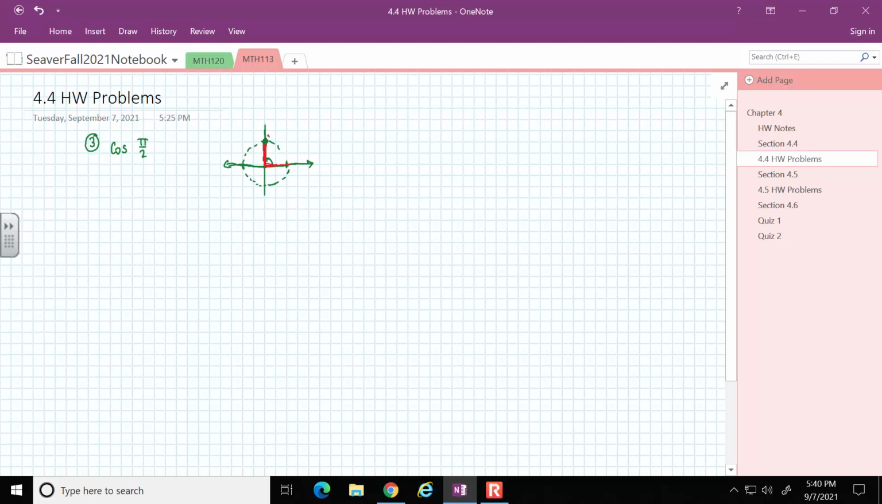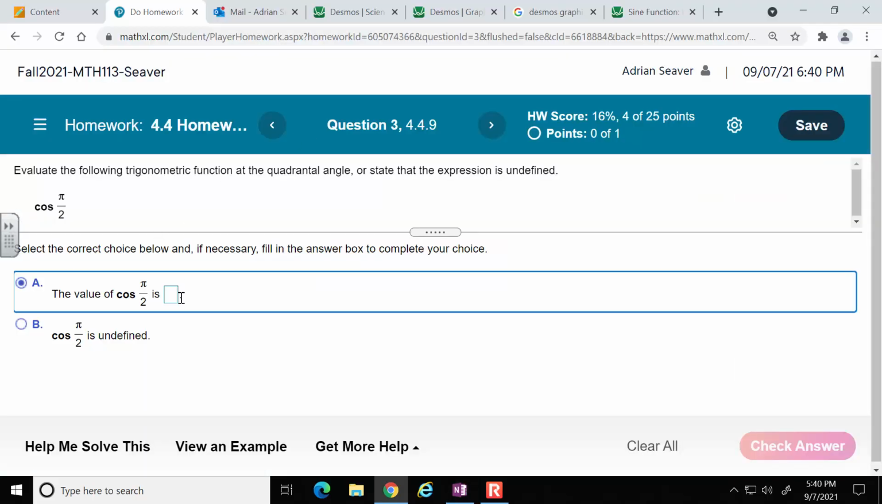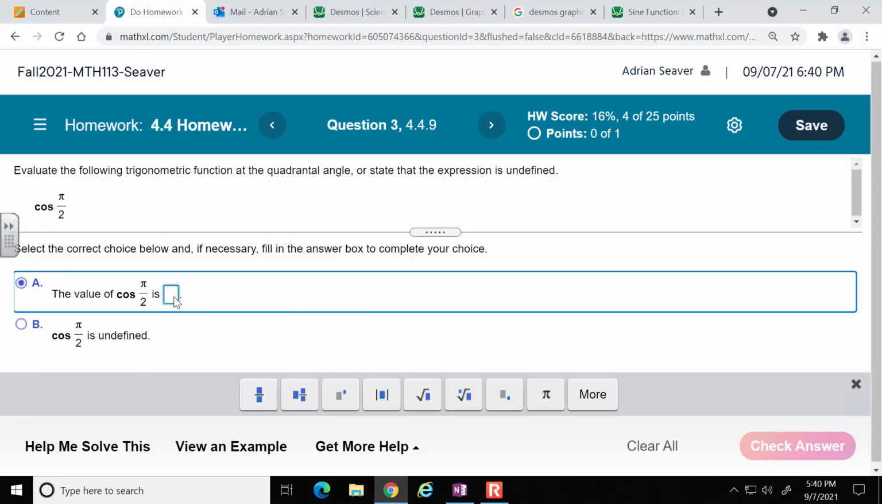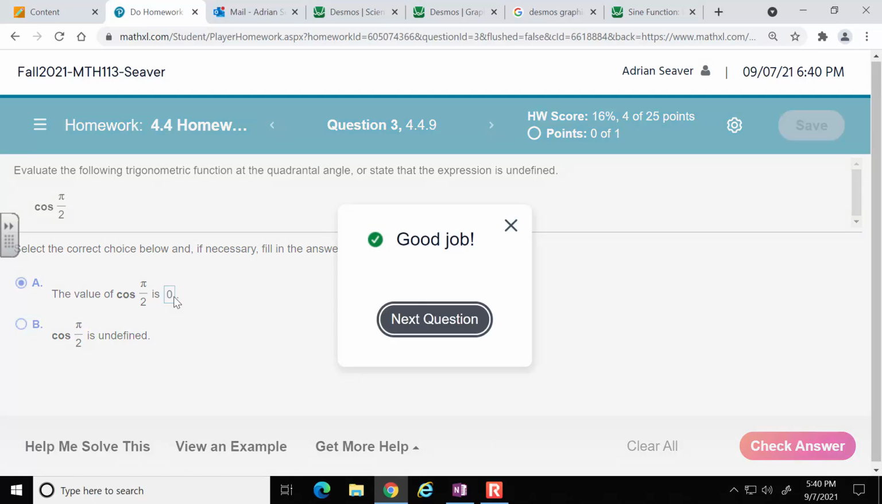Okay, and the coordinates of that point on the unit circle, right? If this is 1 unit away, this is -1, this is +1, this is -1. Then the coordinates of that point are just 0, 1. So the cosine of that point is the x value at that point, which is 0. Does that make sense? Okay.